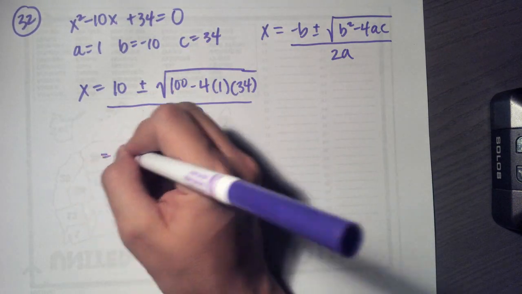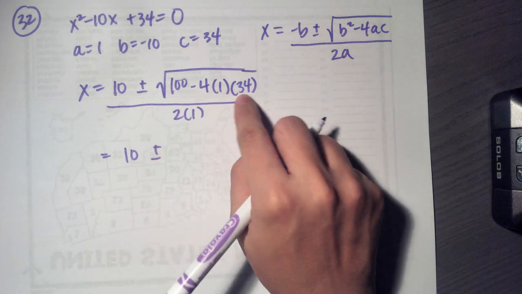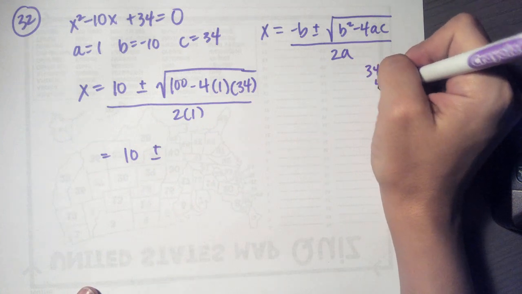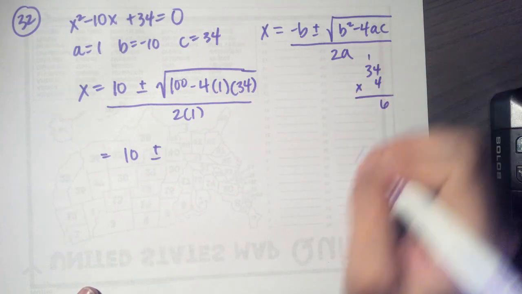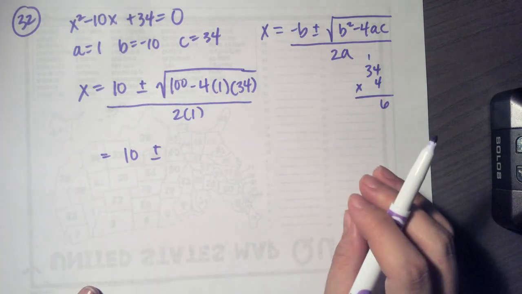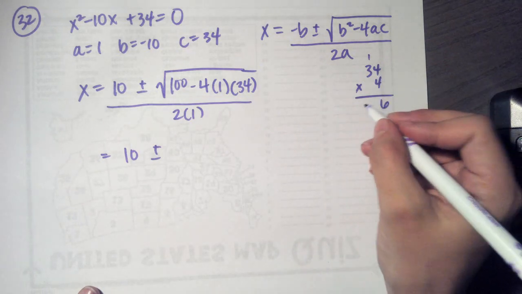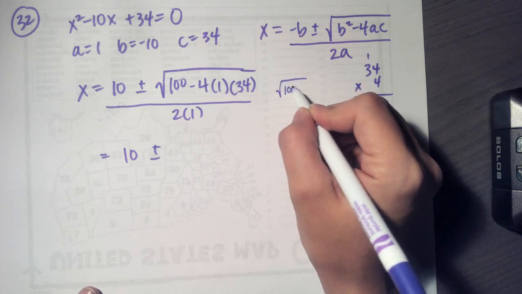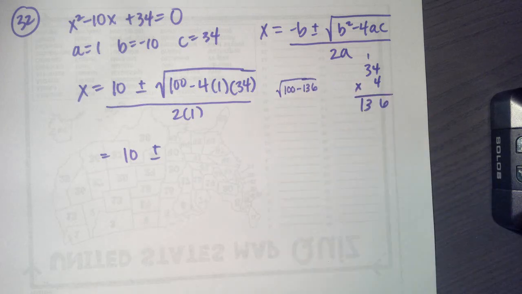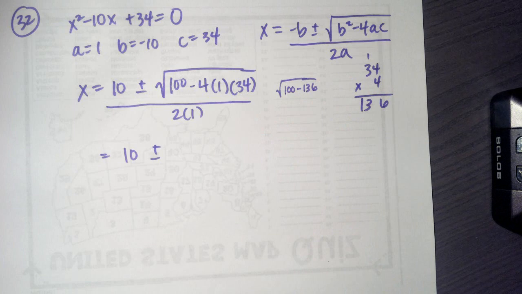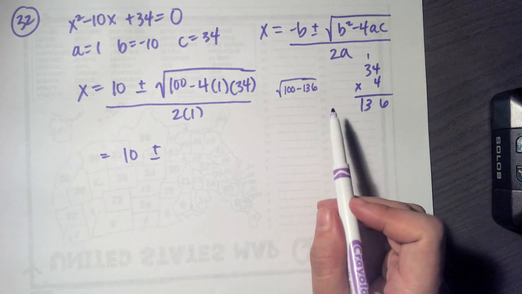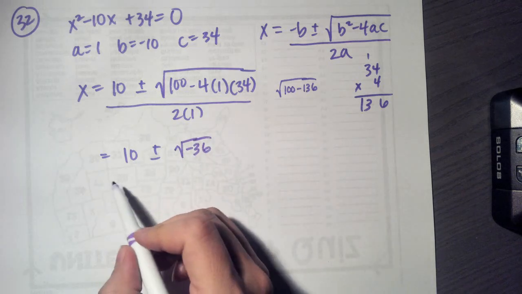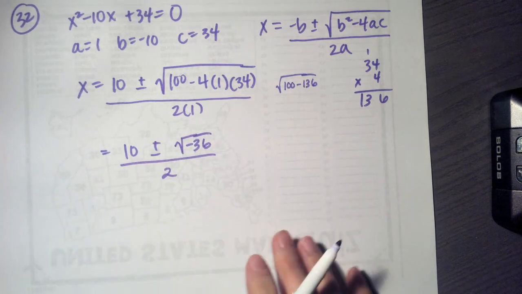Alright, so just simplify a little further. I have 10 plus or minus, and underneath the square root, I have 34 times 4. 4 times 4 is 16. 3 times 4 is 12 plus 1 is 13, so I get 136. So it's 100 minus 136. So 100 minus 136 is negative 36, and then all over 2.